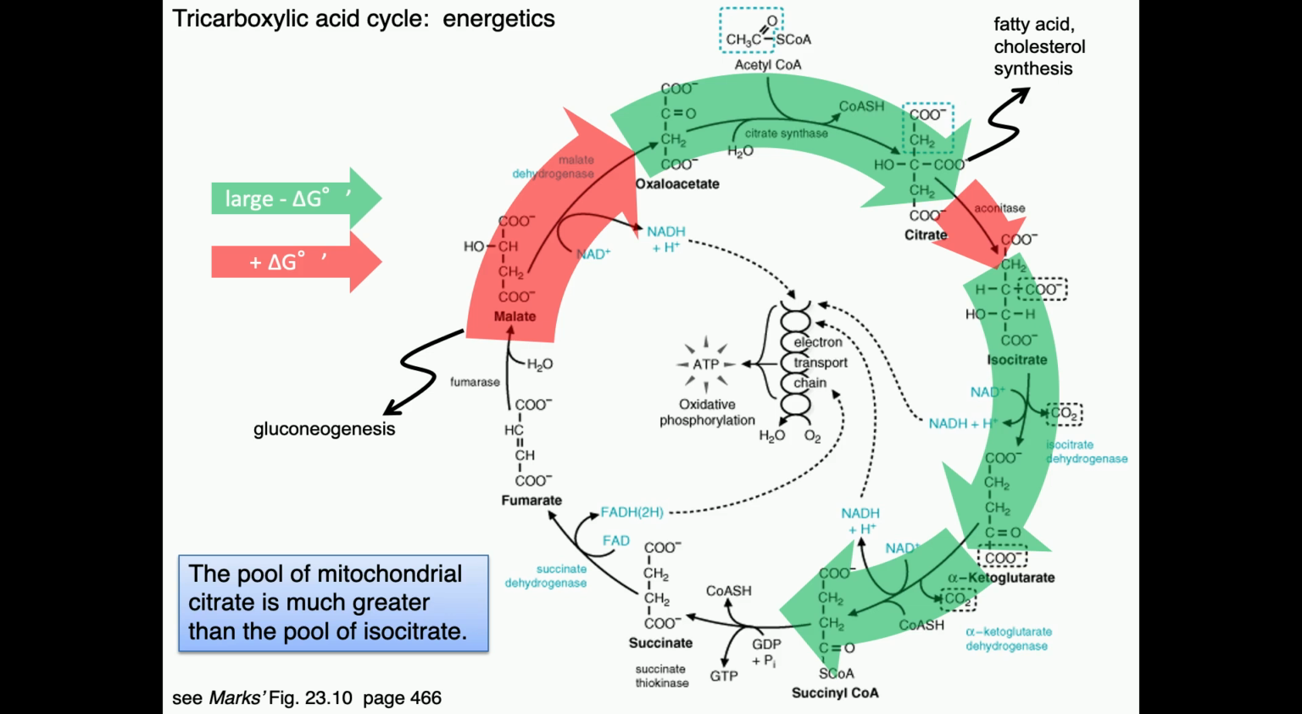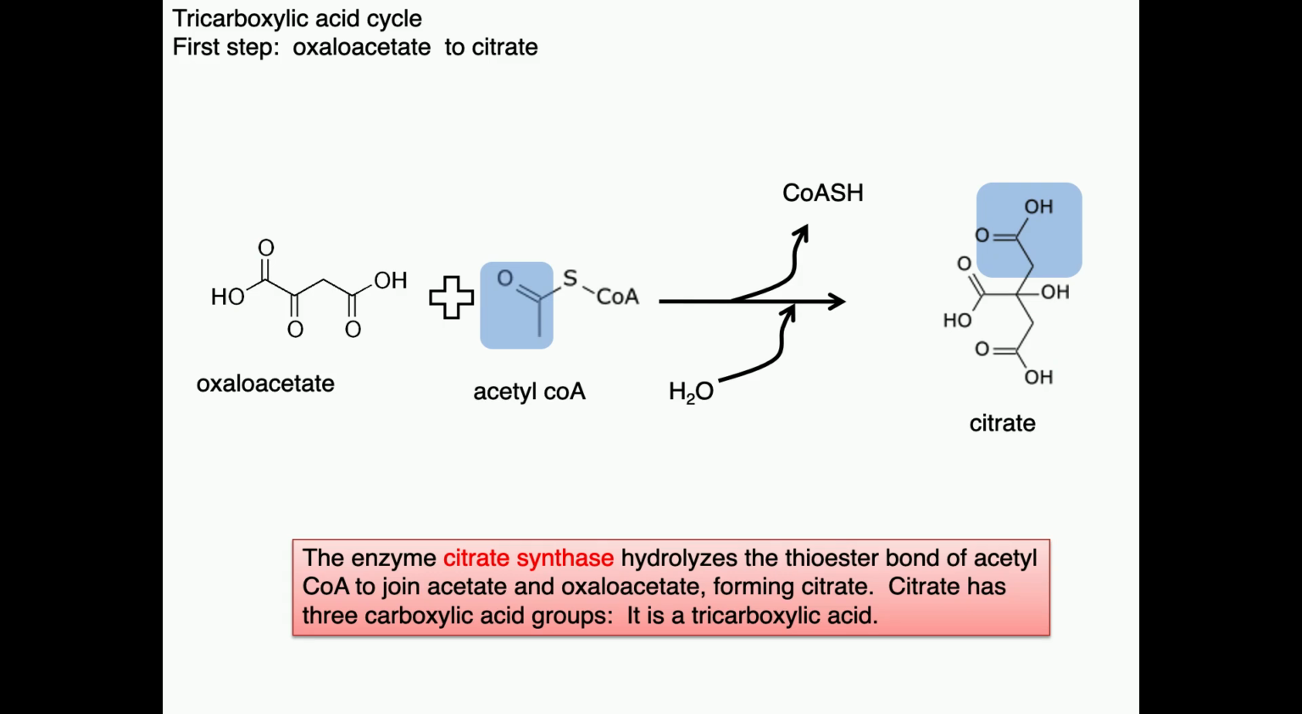Okay, so let's consider reactions one by one, and again, we're just starting from acetyl-CoA and oxaloacetate, and we're going to end with oxaloacetate. The first reaction is catalyzed by citrate synthase, and it's taking the 4-carbon oxaloacetate and joining that with the 2 carbons from acetyl-CoA to make the citrate molecule. Citrate is a tricarboxylic acid, so this is a carboxylic acid, this is a carboxylic acid, and this is a carboxylic acid. So that's where the name comes from. Okay, easy enough.